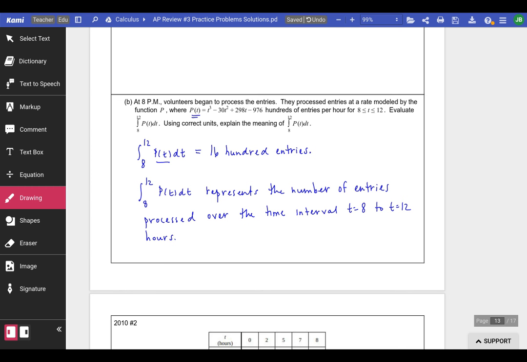In terms of points, we modified this from the actual question on the exam due to changes to this year's exam, but typically you would get 1 point for evaluating the integral and then 1 point for the interpretation.